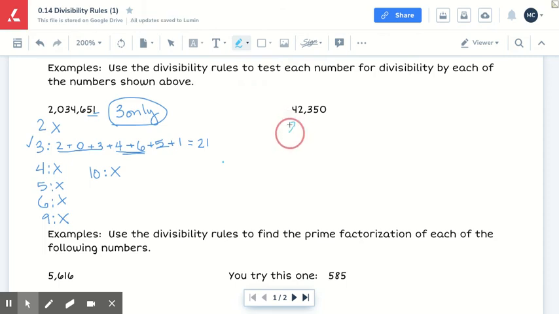So we're starting with 2. To be divisible by 2, the last digit has to be a 0, 2, 4, 6, or 8. The last digit is a 0, so this one is divisible by 2.